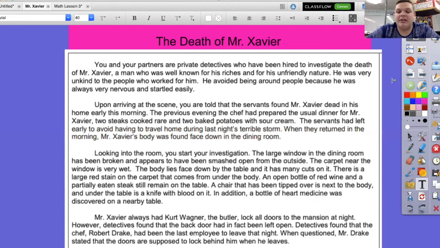Mr. Xavier always had Kurt Wagner, the butler, lock all the doors to the mansion at night. However, detectives found that the back door had in fact been left open. Detectives found that the chef, Robert Drake, had been the last employee to leave that night. When questioned, Mr. Drake stated that the doors are supposed to lock behind him when he leaves.